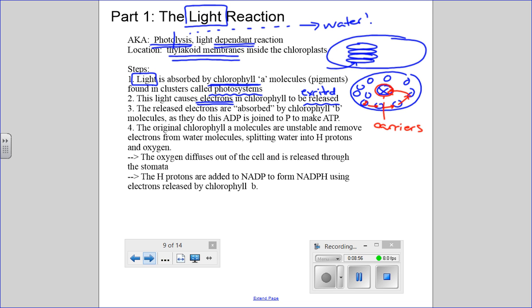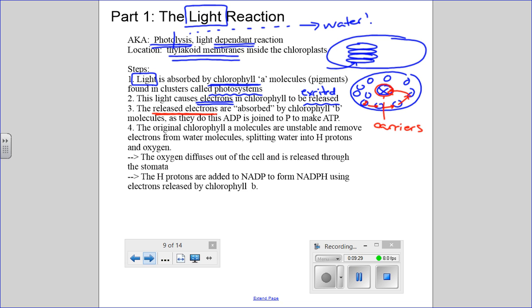Once the electrons get to this central part, there are carriers. They have names. We're not going to focus on them. It's beyond the scope of our course. But the idea is that those electrons are going to leave photosystem 1, move away, and move along down a chain. Eventually, these released electrons are absorbed by the next photosystem, the next set of chlorophyll molecules.